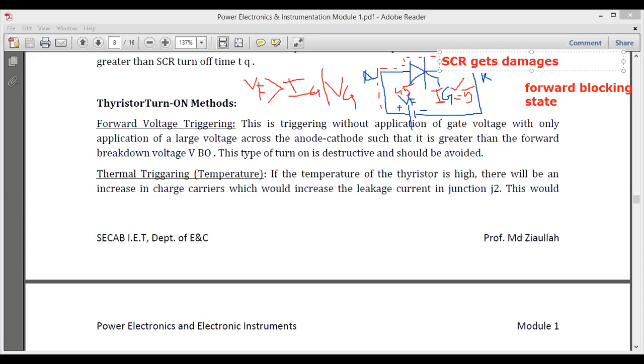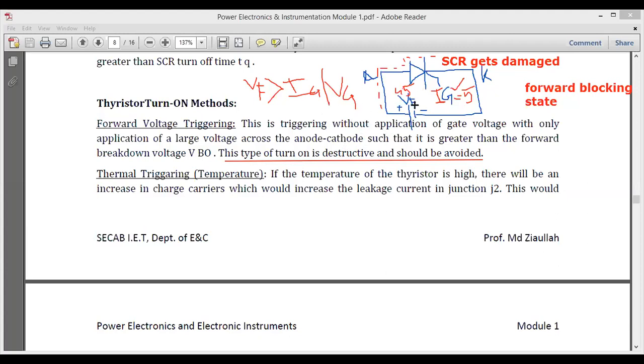SCR gets damaged. This should be avoided. This should not be considered. That is what is mentioned. This type of turn on method should be avoided. This is possible, but it will damage your SCR. So this type of mechanism cannot be adopted from the application point of view.